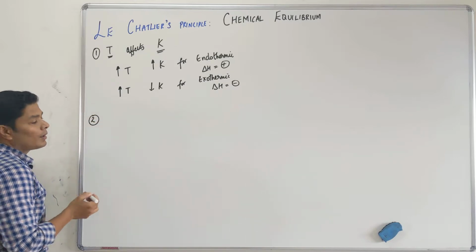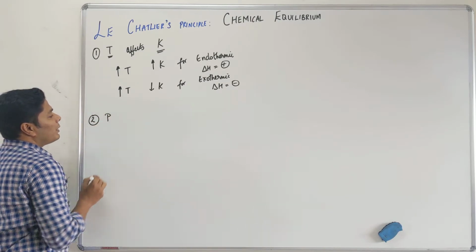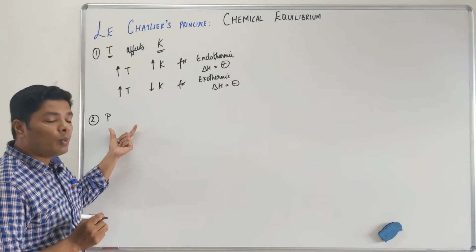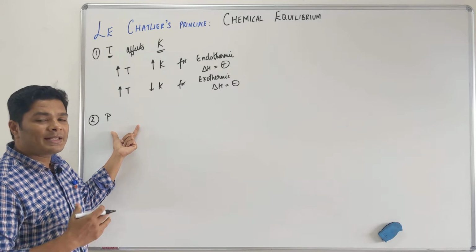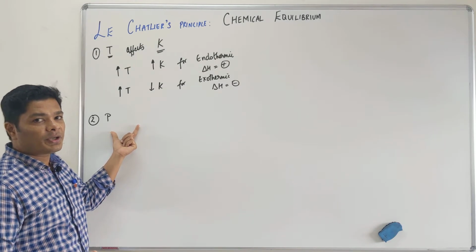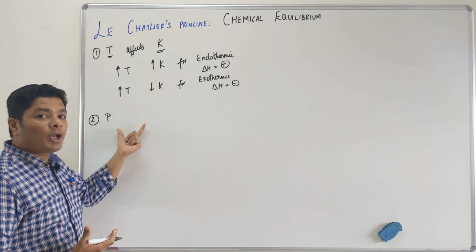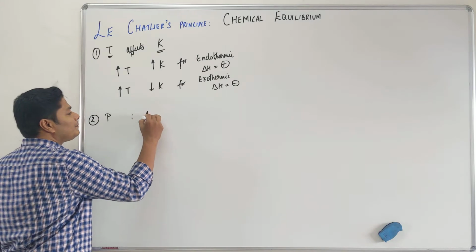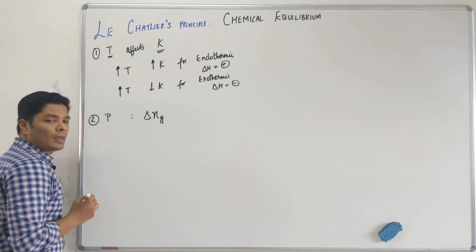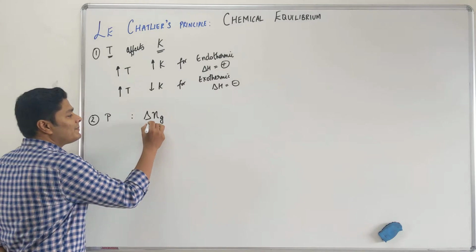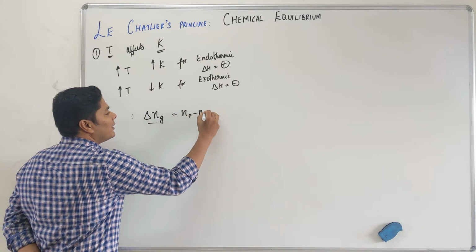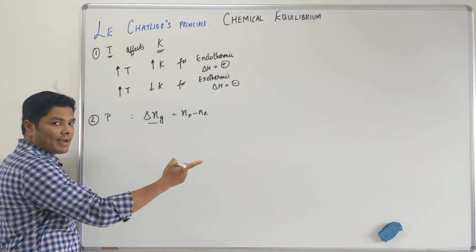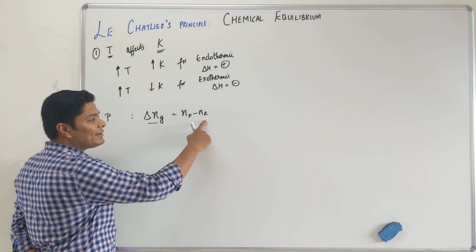Second condition has to deal with pressure. What happens when you alter the pressure of a system? Again, this will be only for equilibria where there are gaseous moles, because gases are the ones that contribute to pressure. So if there is a gaseous reactant or product, only then is pressure significant. Now you can look at it as del Ng. Del Ng means basically N products minus N reactants. So del Ng positive means there are more product molecules that are gases than reactants. Del Ng negative means there are more gaseous reactants than products.